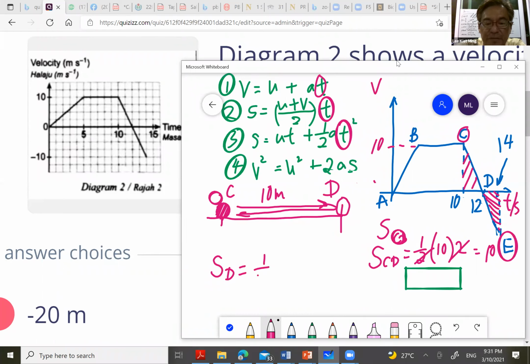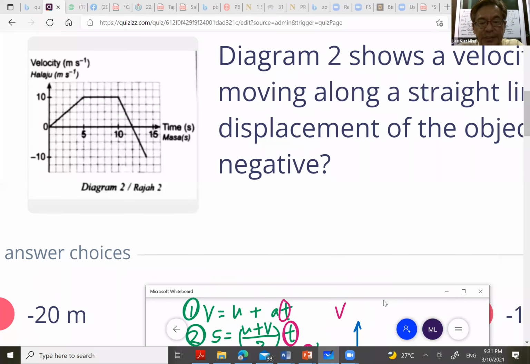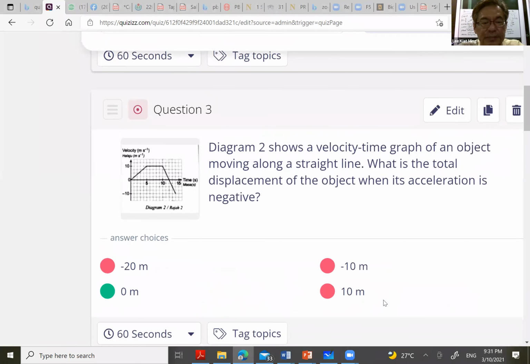It will be area again, half times. The height is 10, but it carries a negative 10. That means it is moving backwards. And a 2. Then again, we're going to cancel these 2. It will show you a negative 10. That means it goes backwards. You go back to the original point. It will actually go back to the original point. Therefore, the displacement is going to be 0. That's why the answer suggested here is a 0.